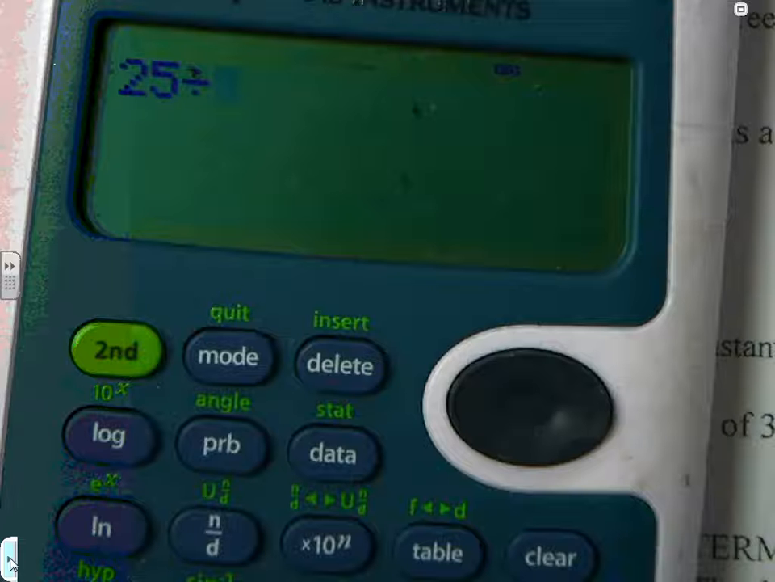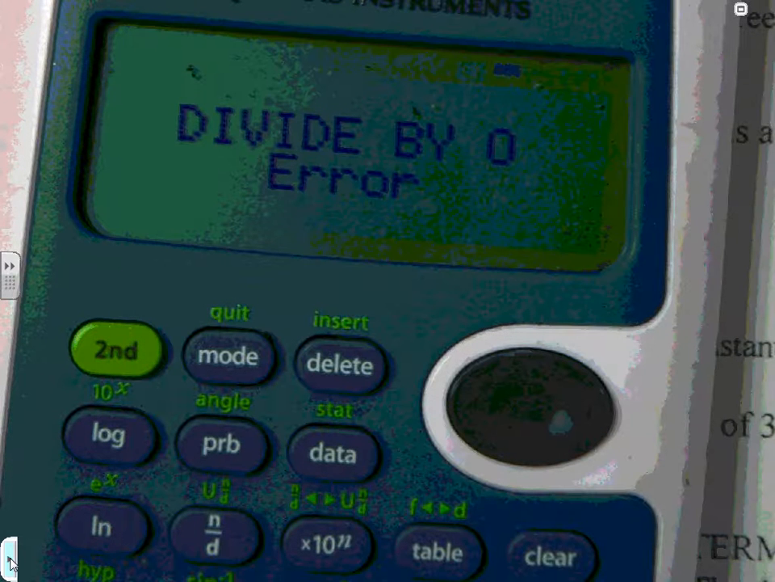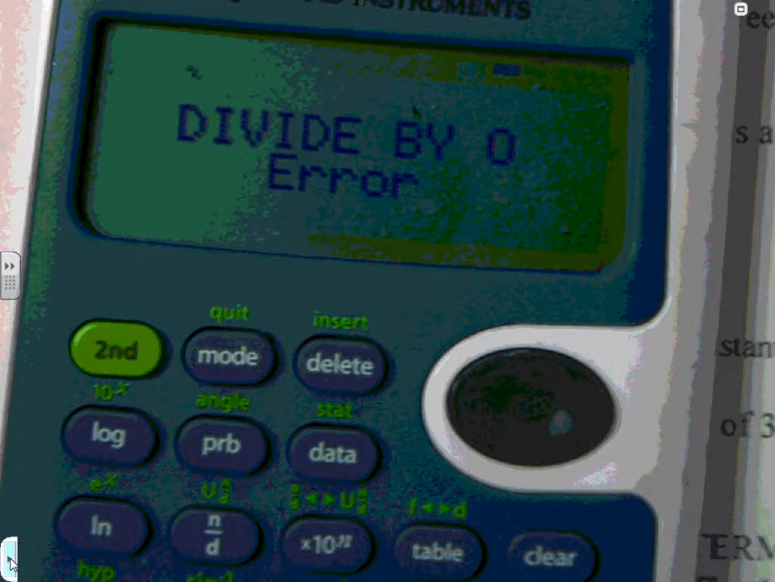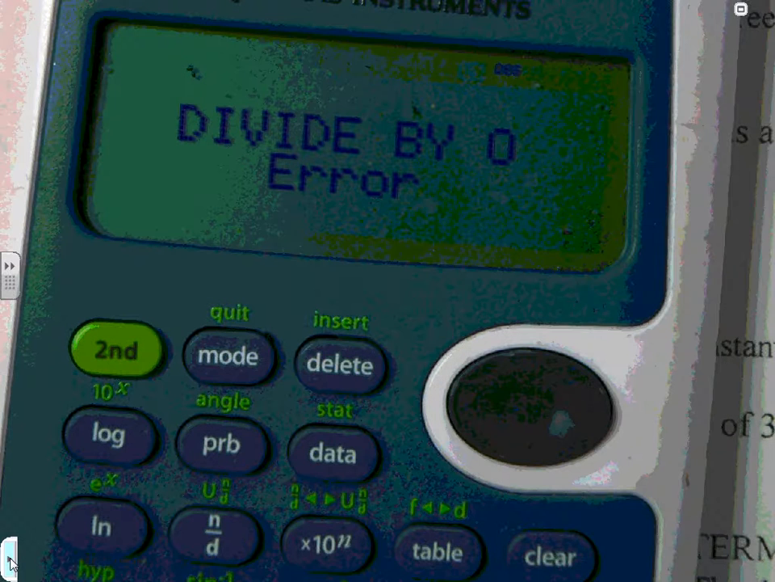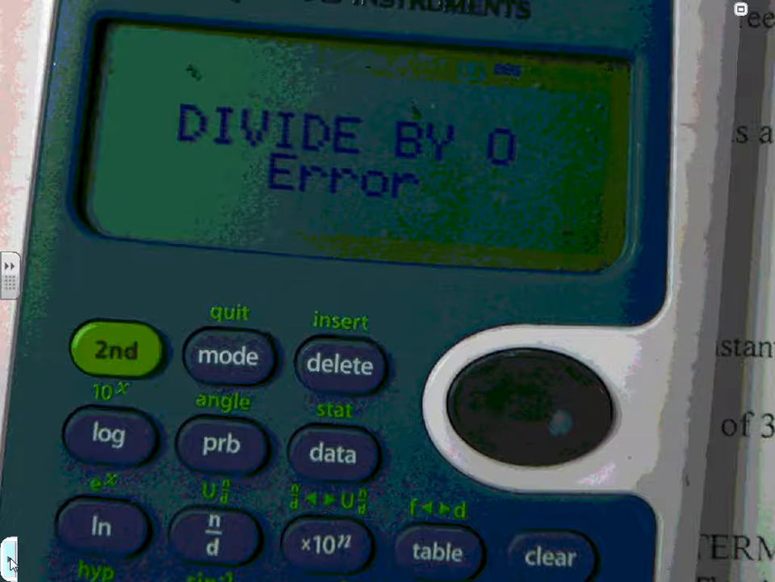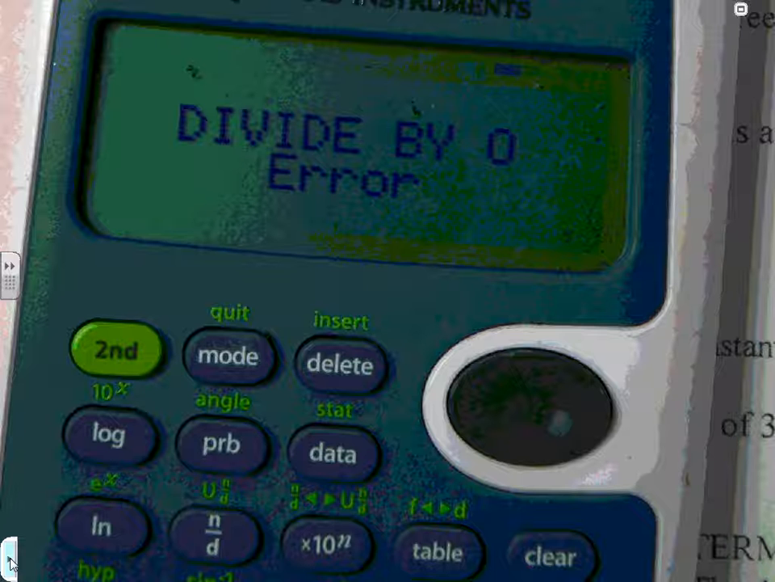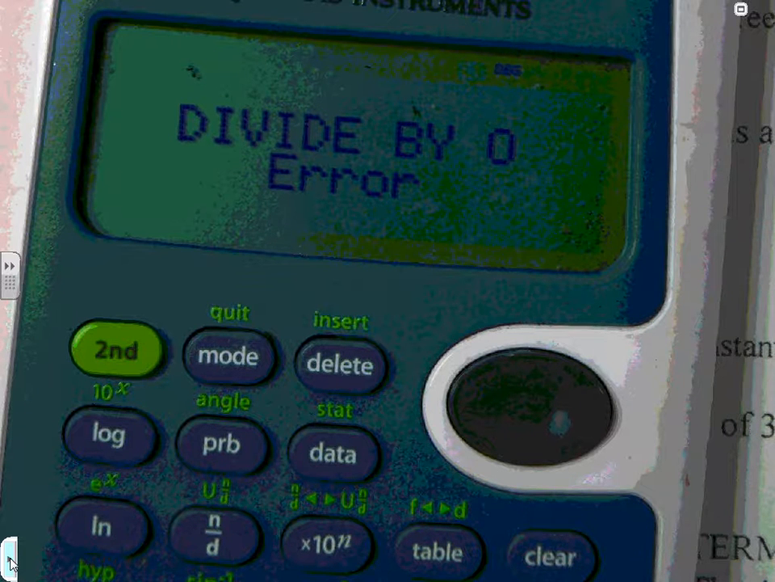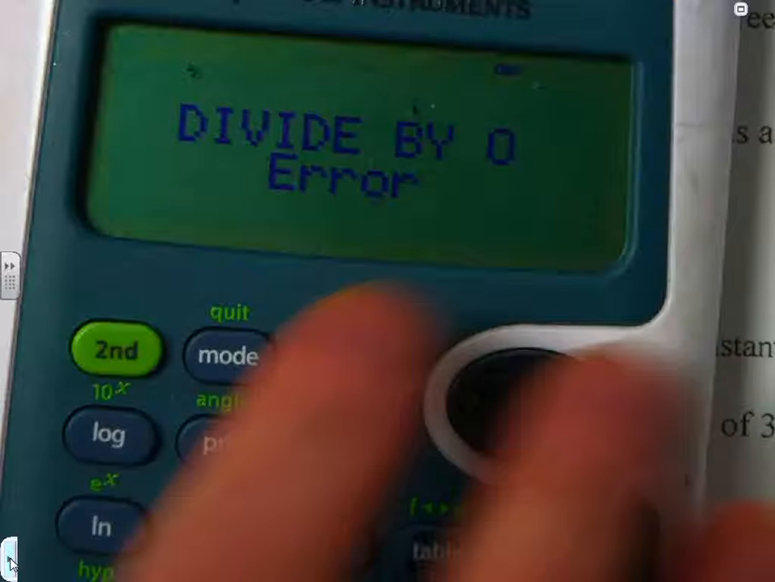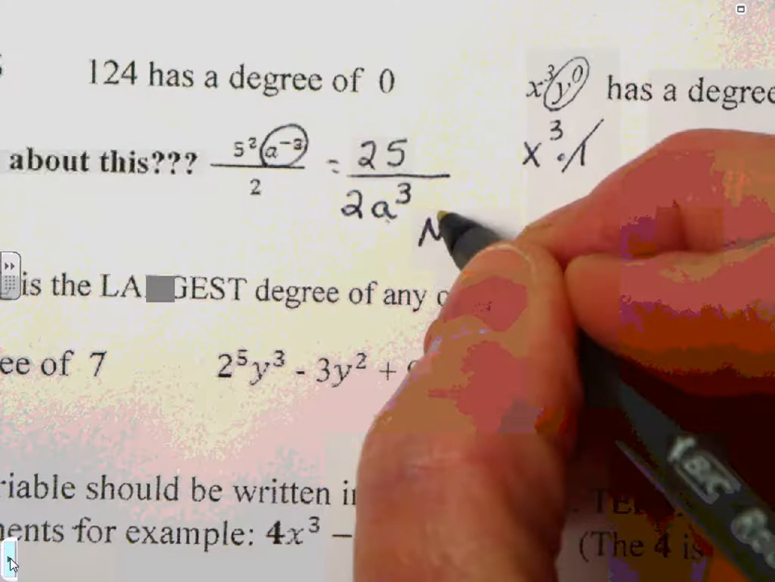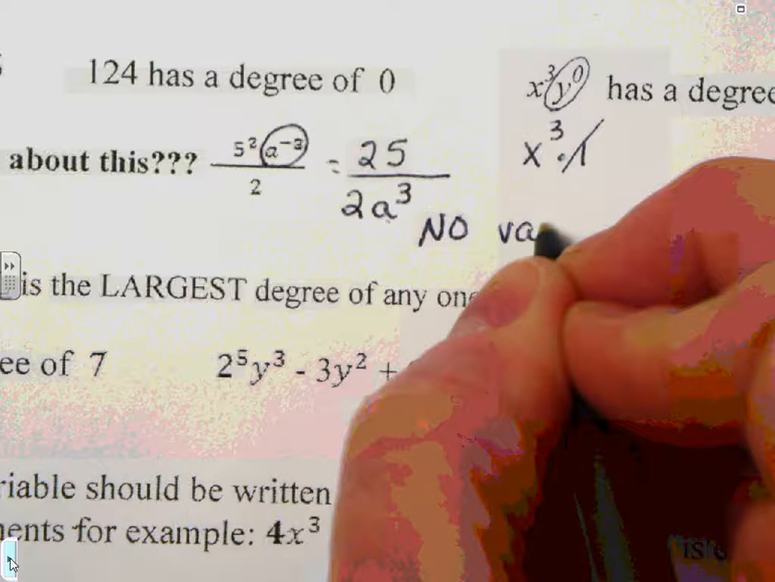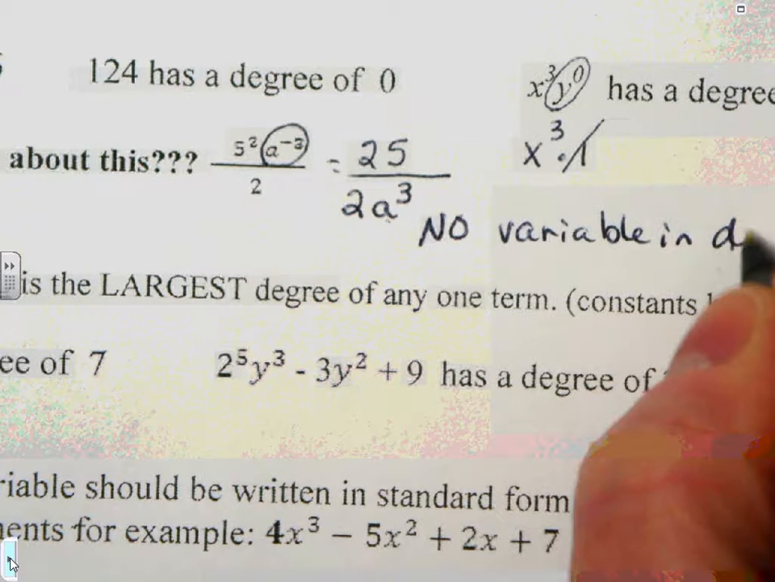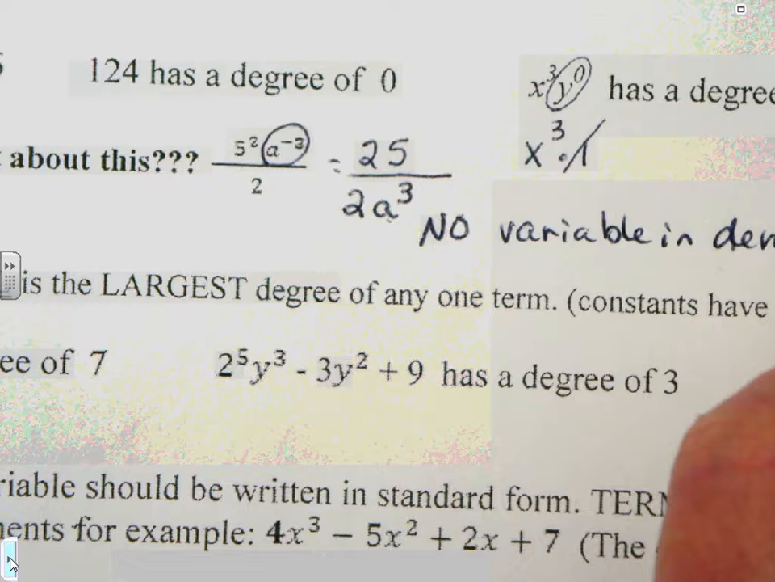Guys, in mathematics, we never divide by 0. Never, ever, ever. If there's a way to create a 0 in your denominator, bad problem. You have to put limits on it. You'll learn that later in Algebra 2. But right now, we're done. Can't do it. The answer's going to be no. So this might appear to be a monomial visually, but if you think it through, the answer is no. This is not a monomial because of the variable in the denominator.